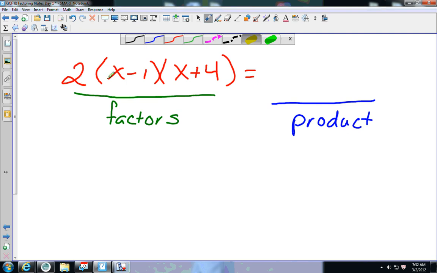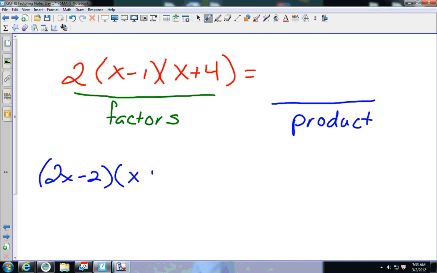Or, because on one of the tests, they asked which ones were equivalent, meaning what's equal to, and they would have all these answer choices where they did 2 times the x minus 1, and they would have like 2x minus 2 times x plus 4. These are equivalent. What did they do to get this answer right here in the blue? Didn't they multiply the 2 times the x and the 2 times the negative 1?